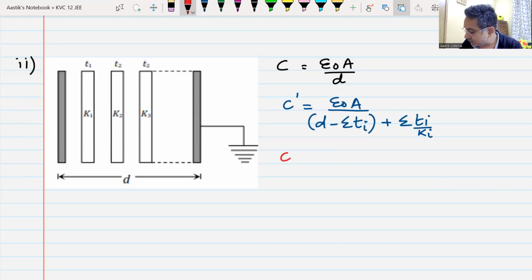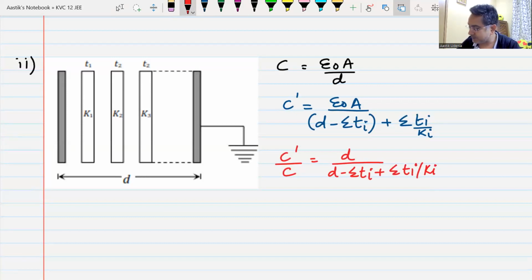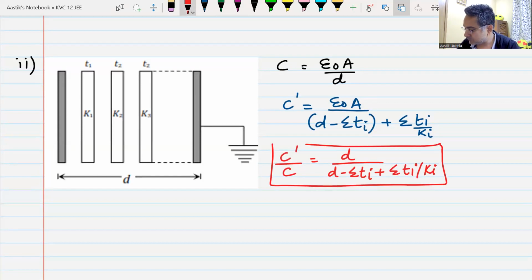Now, if I write the ratio of C dash by C, and I hope that I write it correctly this time, this will be D upon D minus summation of Ti plus summation of Ti by Ki. Anyone understands this? Yes or no?